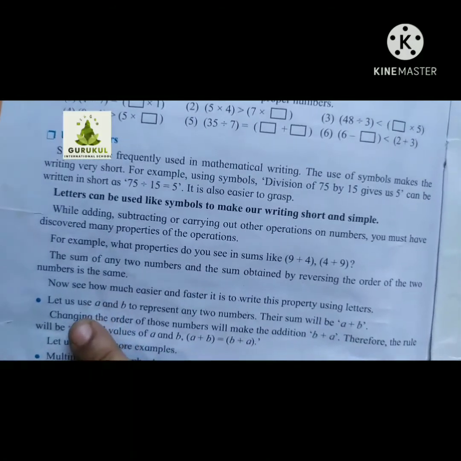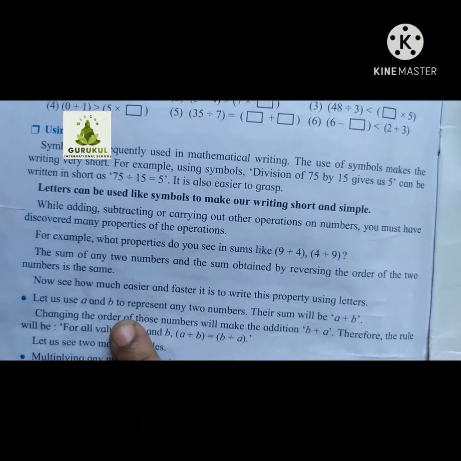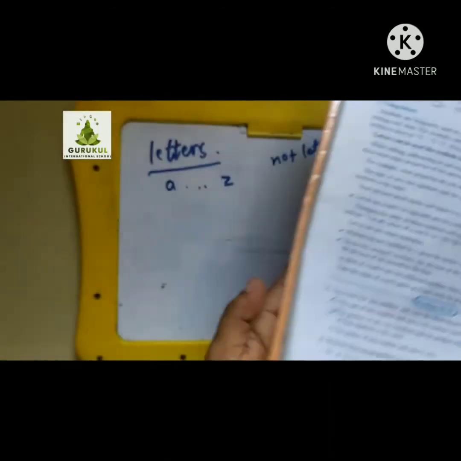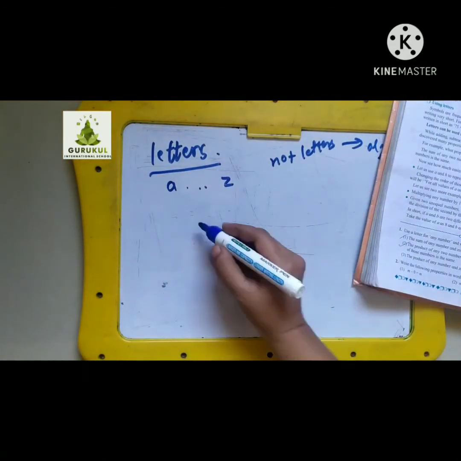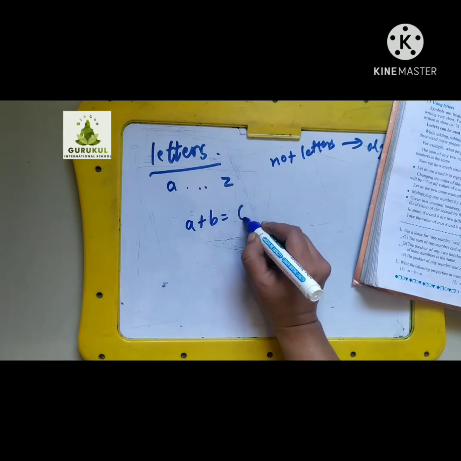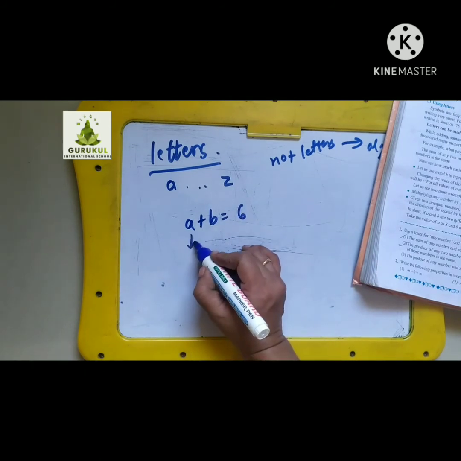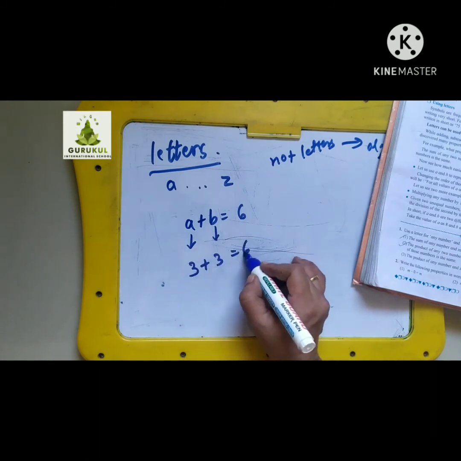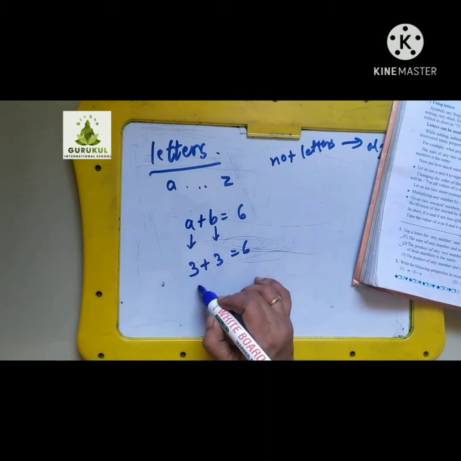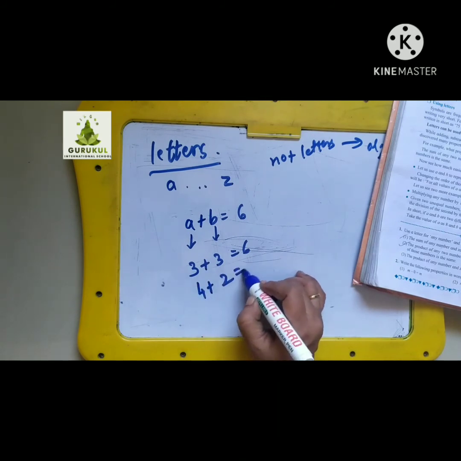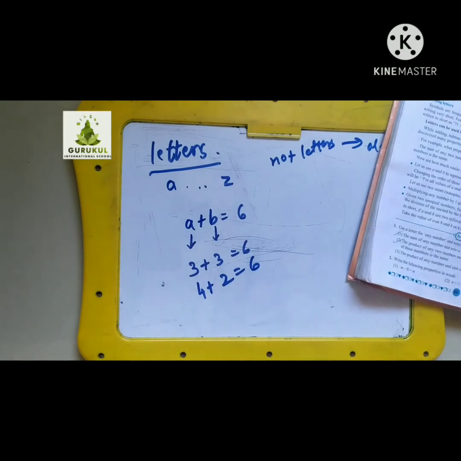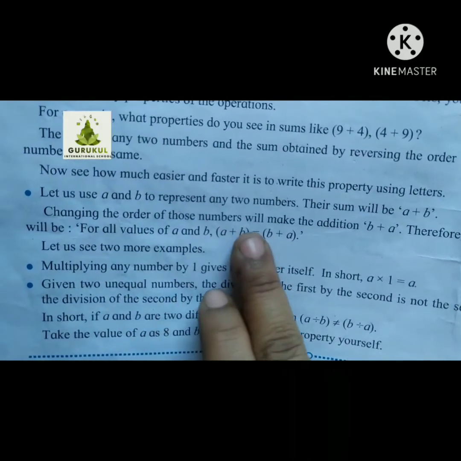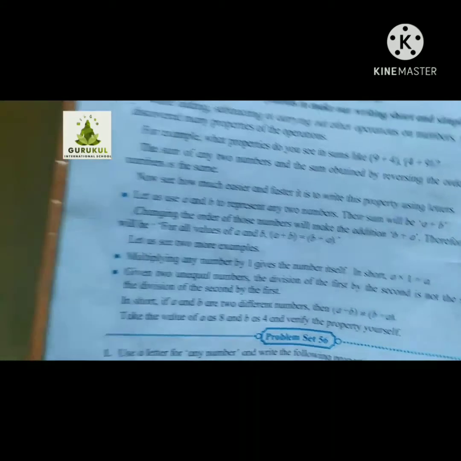Okay, now see, first, let us use a and b to represent any two numbers. Their sum will be a plus b. For example, that's what we just shared, that a plus b is equal to 6. That means a is some number and b is some number. So here we can say 3 plus 3 is equal to 6, or 4 plus 2 is equal to 6. a is any number, b is any number. That's the understanding.